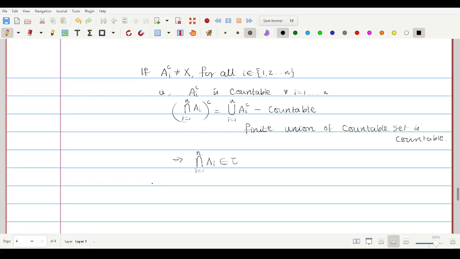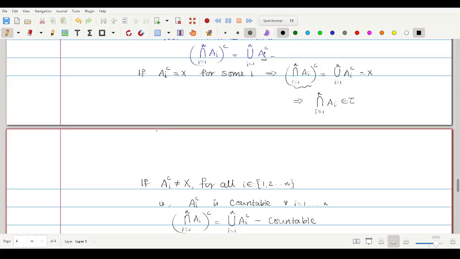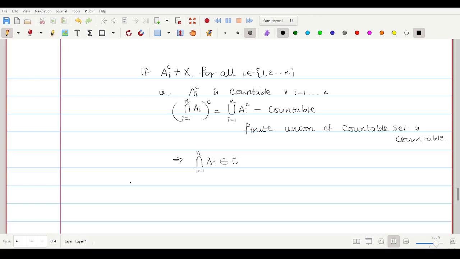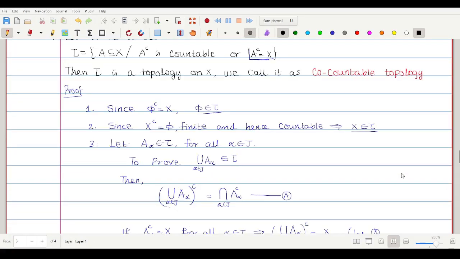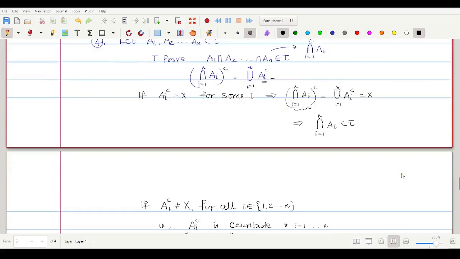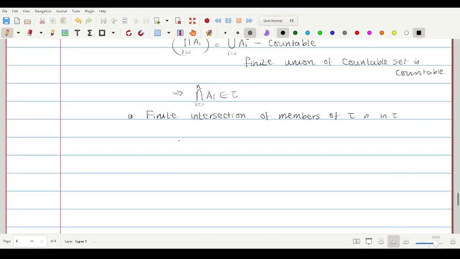So in both cases what we get is that a finite intersection of members of tau is in tau. Okay, so the four conditions are satisfied. That is, the empty set is in it, the whole set is in it, then an arbitrary union is in it, and a finite intersection is in it. So this implies that tau is a topology.